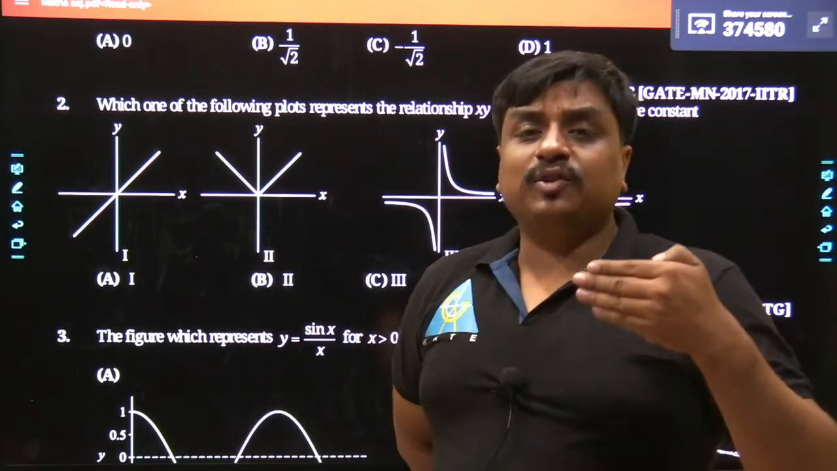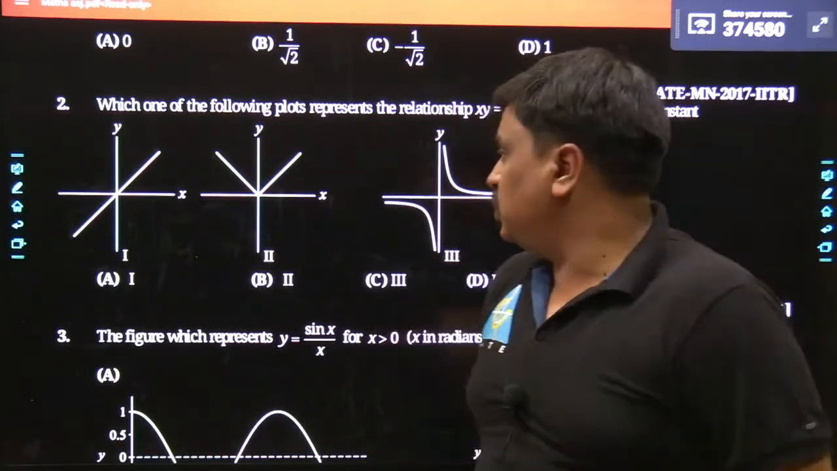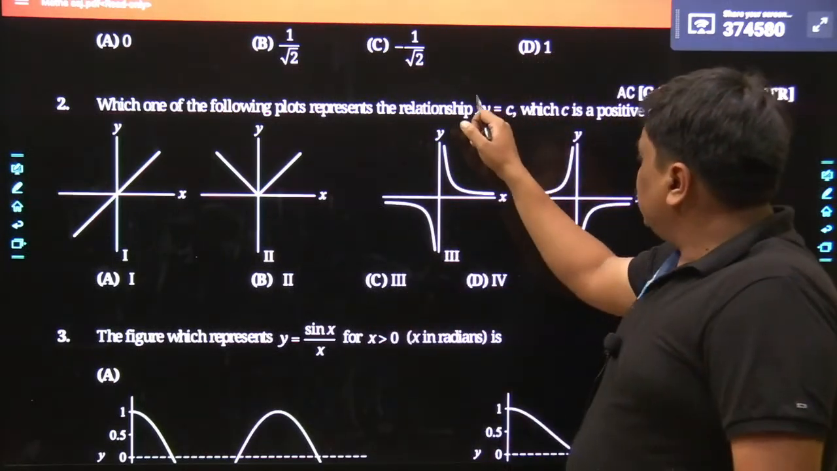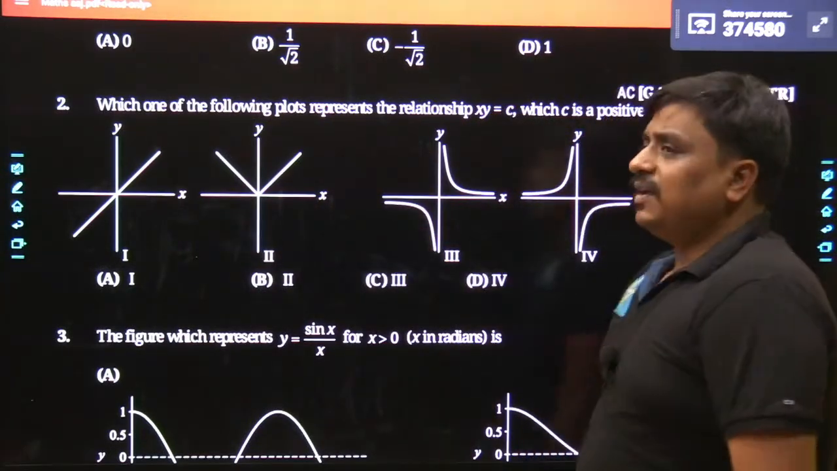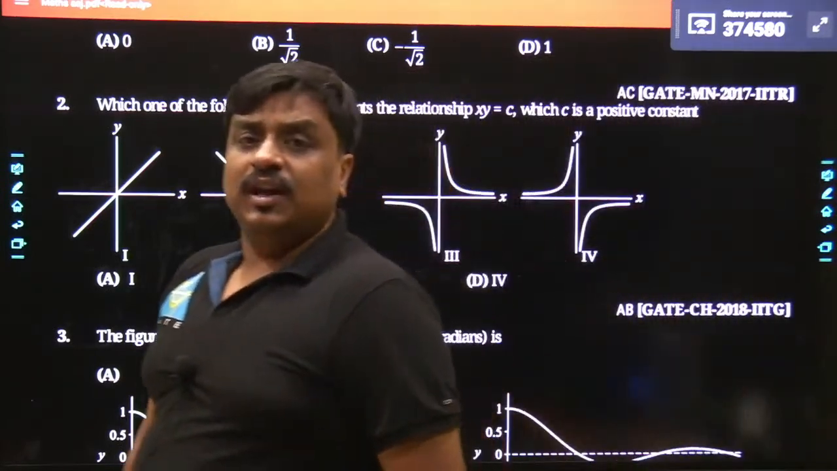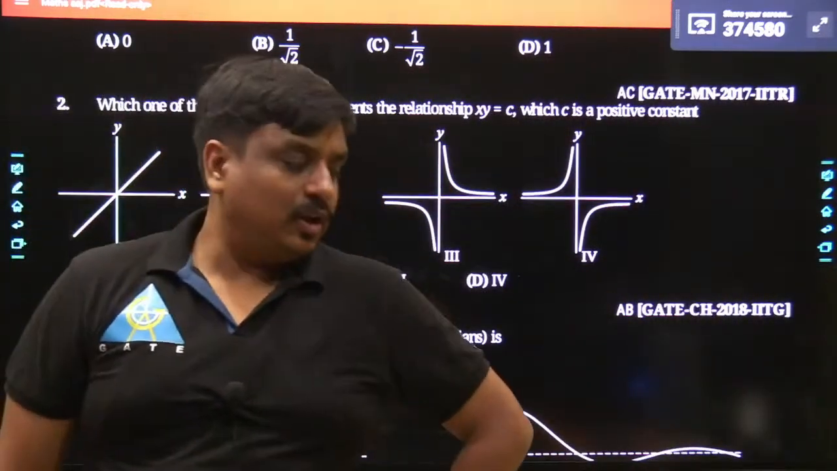Or ax plus by plus c is equal to 0. Obviously, this equation is never coming in that range. So obviously, when the straight line has been ruled out, you have been left with only and only option C, which is the rectangular hyperbola.